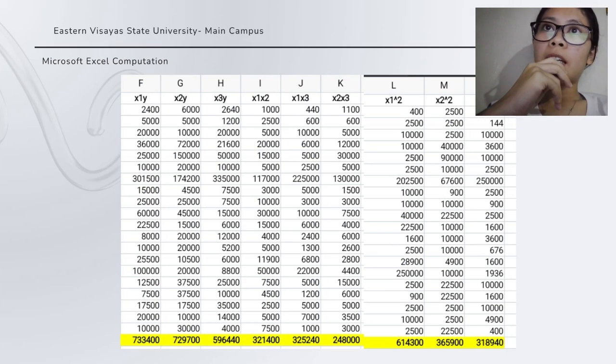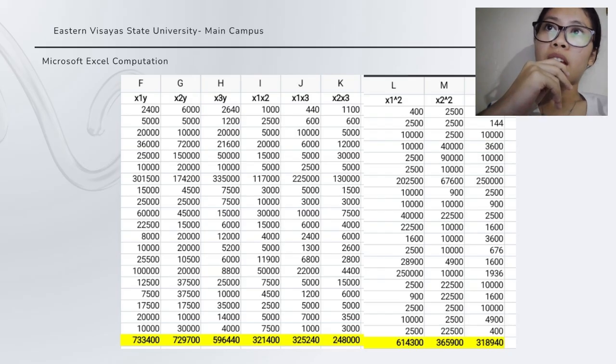Next slide is the Microsoft Excel computation. To lead us to a multiple linear regression, we are going to compute these values: x sub 1 times y, x sub 2 times y, x sub 3 times y, x sub 1 times x sub 2, x sub 1 times x sub 3, x sub 2 times x sub 3, x sub 1 squared, x sub 2 squared, and x sub 3 squared.